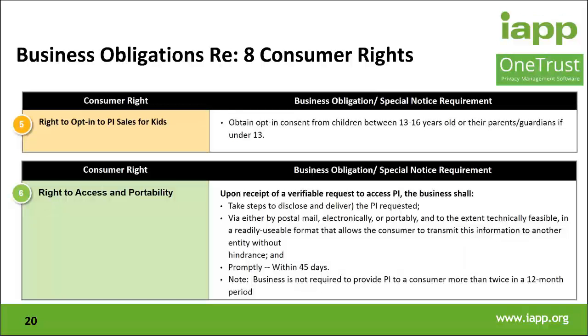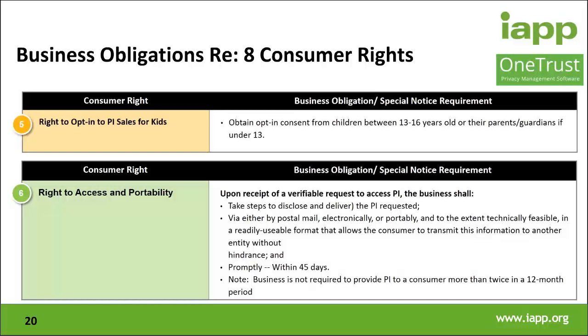With respect to the right to opt in, as I said, you can get consent from children between the ages of 13 to 16, but you need their opt-in consent to sell their data. And for kids under the age of 13, you need to have a parent or a guardian give you consent for the sale of the data. So this goes beyond COPPA with respect to the 13 to 16-year-olds.